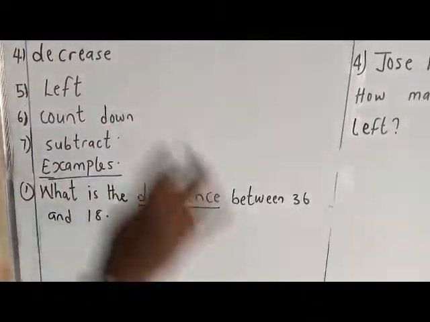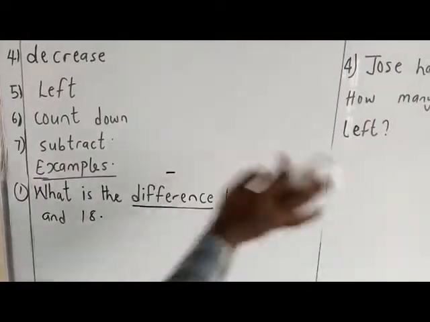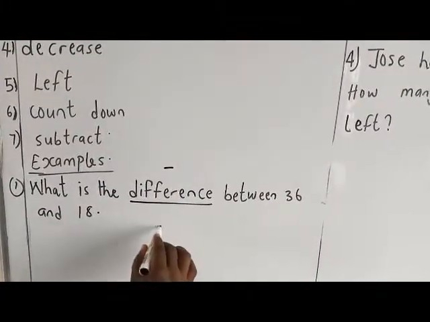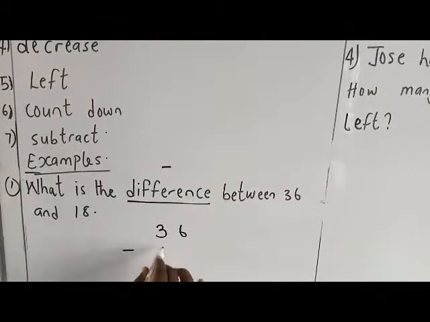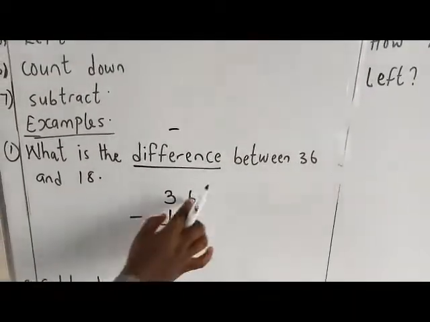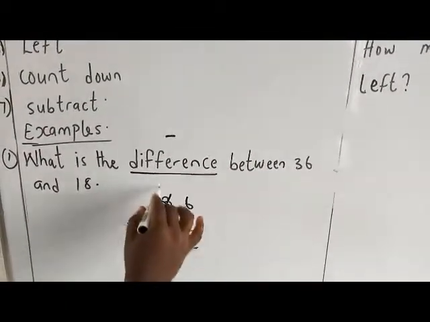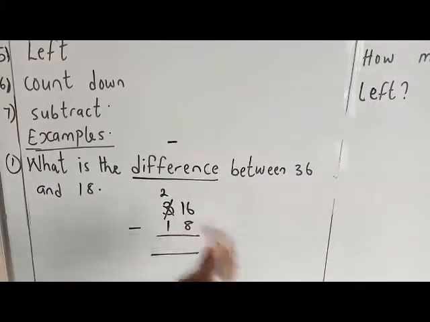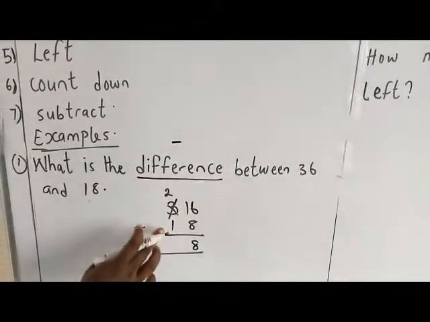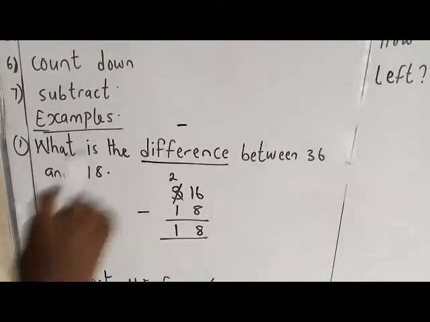I told you that the first rule in subtraction is for you to be able to identify the bigger number. The bigger number there is 36. 36 take away 18. Very simple. You borrow from here, and here becomes 2, and this becomes 16. 16 take away 8 is 8. Then 2 take away 1 is 1. Is there any question on that? Now, let's go to the next one.